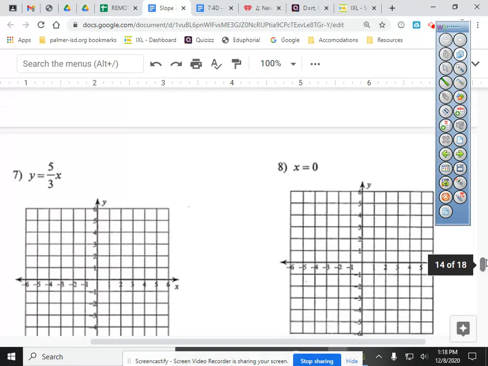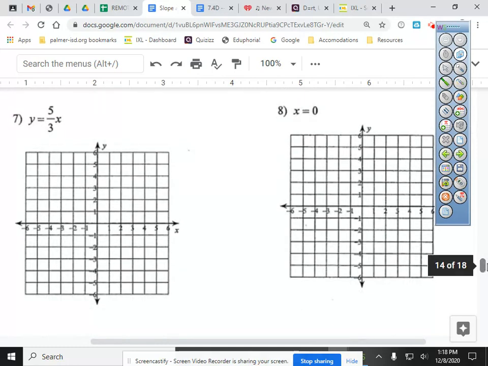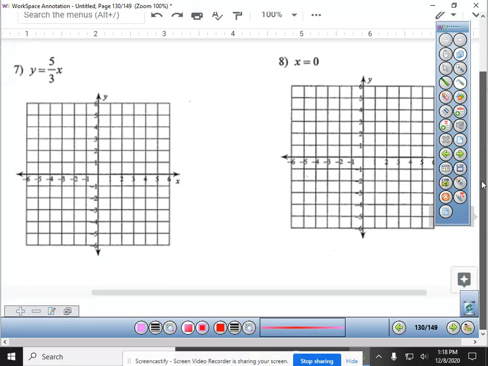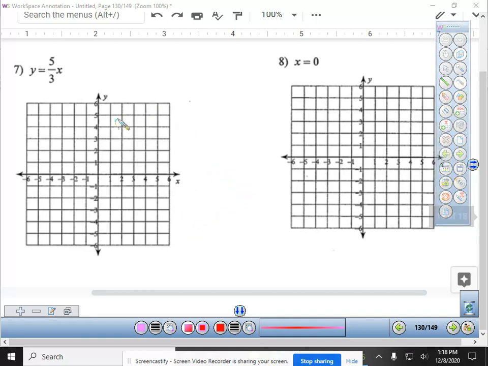What about number 7? What do you think the y-intercept is? 0. How do you know it's 0? Because it's not there. So that's where you put your Dottie McDotterton. And then we're going to rise how many? 1, 2, 3, 4, 5, and run 1, 2, 3, just like so.